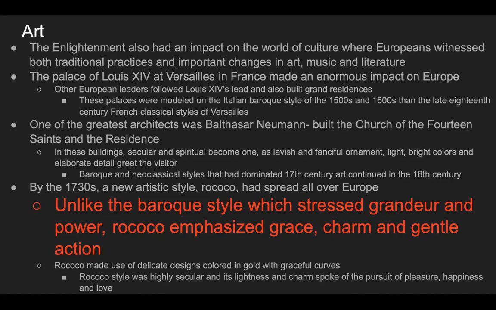Baroque and neoclassical styles that had dominated 17th century art continued in the 18th century, but by the 1730s, a new artistic style, Rococo, had spread all over Europe. Unlike the Baroque style, which stressed grandeur and power, Rococo emphasized grace, charm, and gentle action. That's a test question. Rococo made use of delicate designs colored in gold with graceful curves. Rococo style was highly secular, and its lightness and charm spoke to the pursuit of pleasure, happiness, and love.